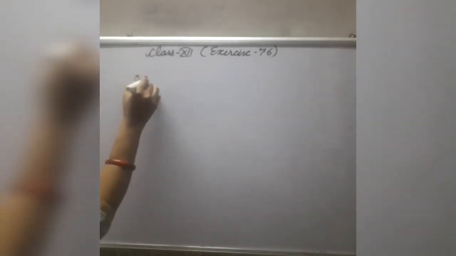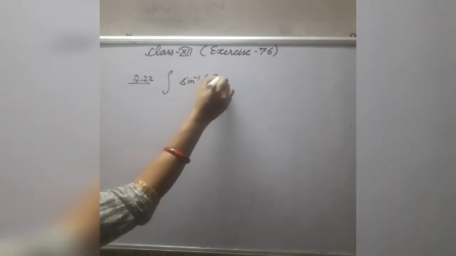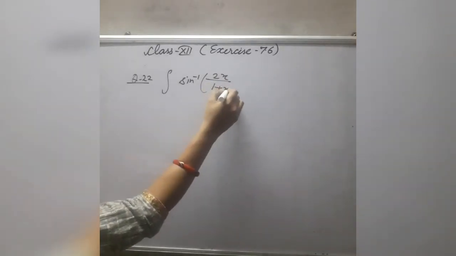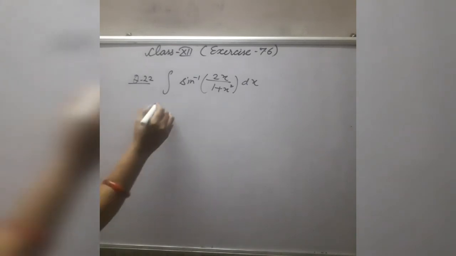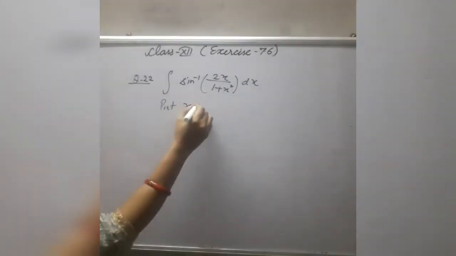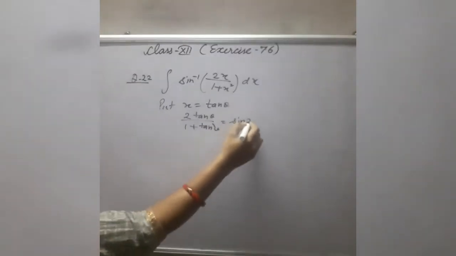Now see question number 22. In question number 22, the statement is sin inverse of 2x divided by 1 plus x square, into dx. Now find the integration of this. So before finding the integration, firstly we will use the substitution method here. We will put x equals to tangent theta, and all of you know that 2 tangent theta divided by 1 plus tan square theta is the formula for sin 2 theta.